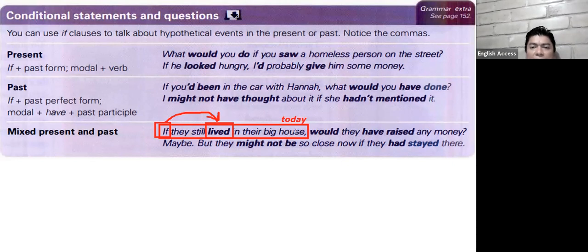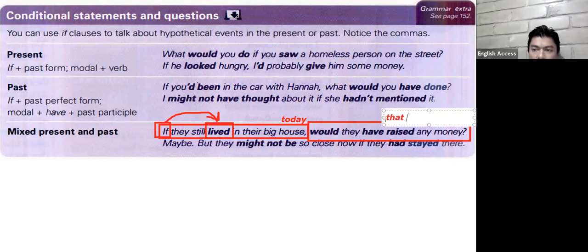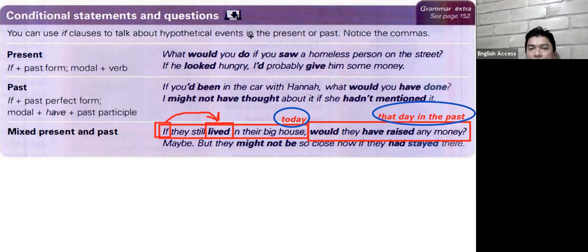If they still lived in their big house today, would they have raised any money when? Today or that day in the past? That day in the past. There. So now we have mixed conditionals. We have today and that day in the past.